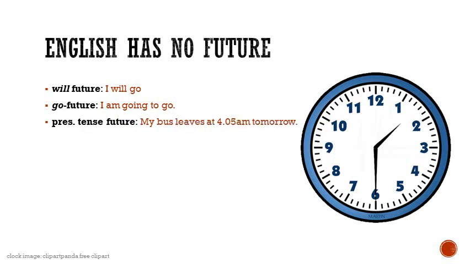Another way of expressing the future in English is to just use the present tense. We call this the present tense future. We can say things like, "My bus leaves at 4 a.m. tomorrow." Now notice that it's only because there's that word "tomorrow" in there that this is interpreted as the future. If I just said "my bus leaves at 4 a.m." and you didn't have any other context, you might take that to mean my bus habitually leaves at 4 a.m. Like I take this bus commonly. And that is another use of the present simple, is to express things that happen habitually.